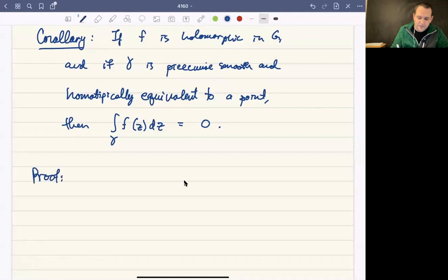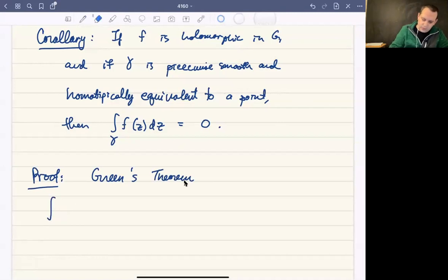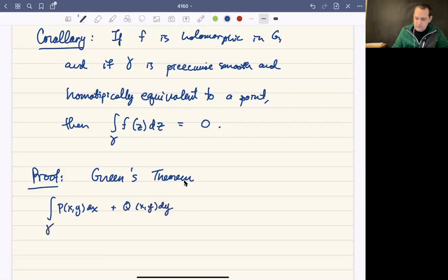The proof involves Green's theorem from calculus. So let me first remind you of what Green's theorem says. Green's theorem is the theorem about line integrals. It says that if you have a line integral, p of x,y dx plus q of x,y dy, and you evaluate this over some path gamma, then this is going to be the double integral over the region determined by this closed path.